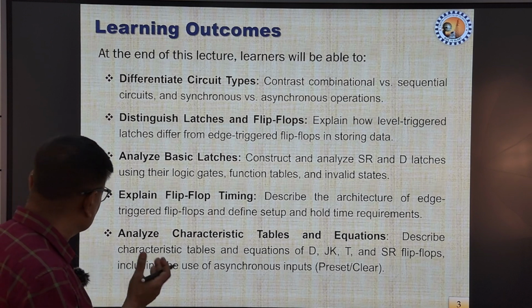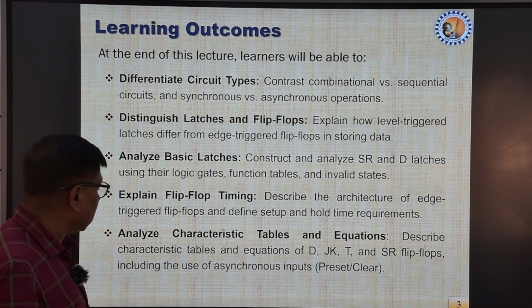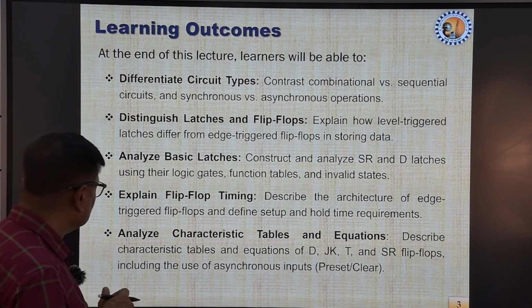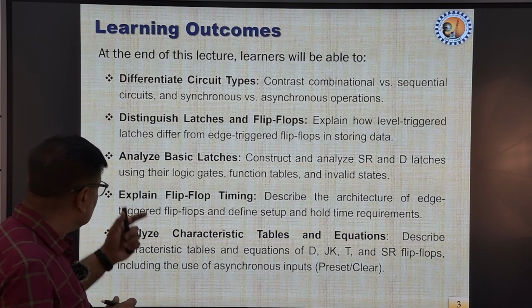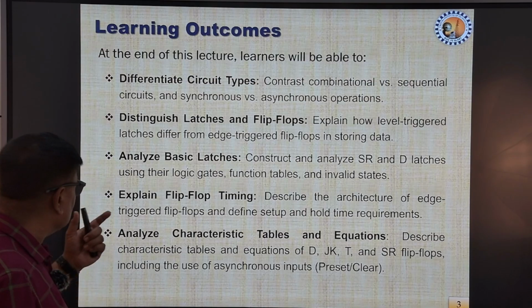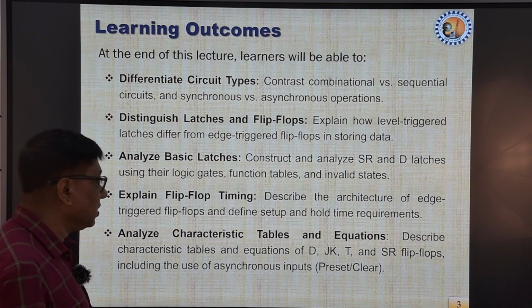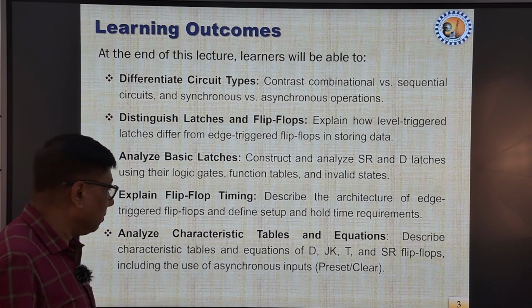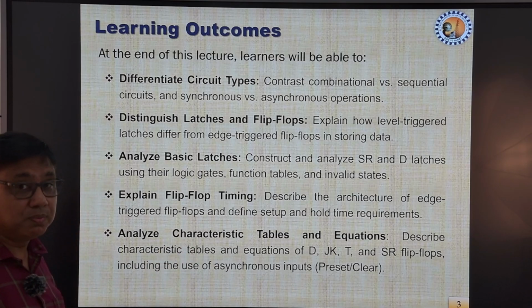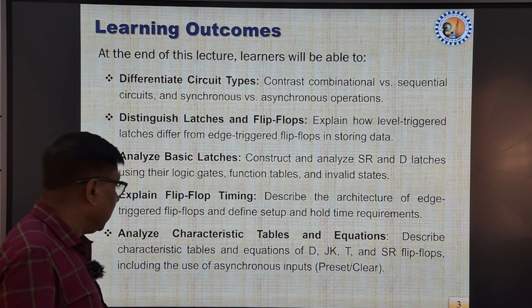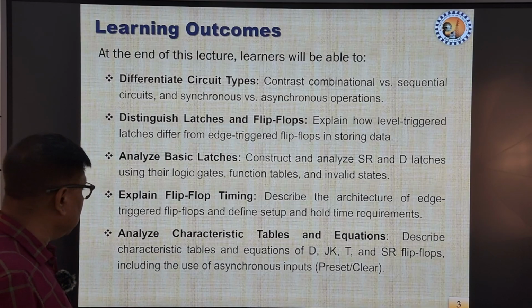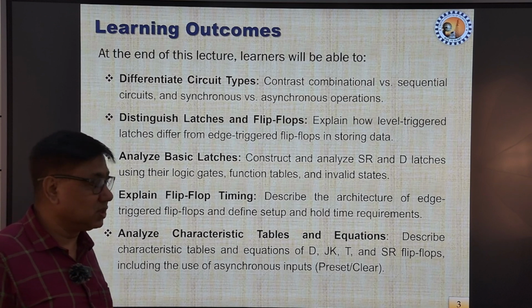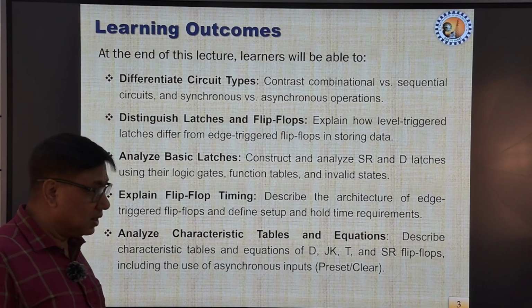Over there we will get to know what are the different parameters in terms of timing, and then the learners will be able to also identify the characteristic table, characteristic equation for all 4 types of flip-flops, that is D flip-flop, JK flip-flop, T flip-flop, and then SR flip-flop. Side by side, they will also get a very good understanding about the asynchronous inputs, that is preset and clear.